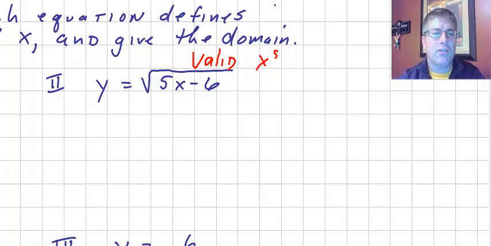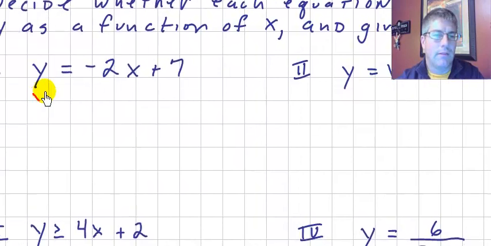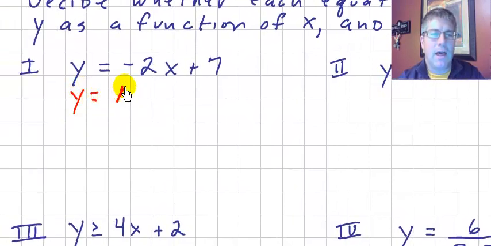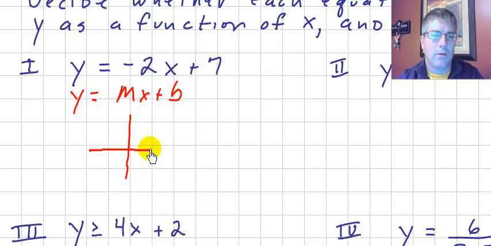So our first function, y equals negative 2x plus 7, well, that's simply an equation of a line in y equals mx plus b format. We know that's a linear equation, negative slope. Okay, sketch that graph real quick. That's a graph that might look something like that. We know that graph passes the vertical line test, so yes, this is a function.